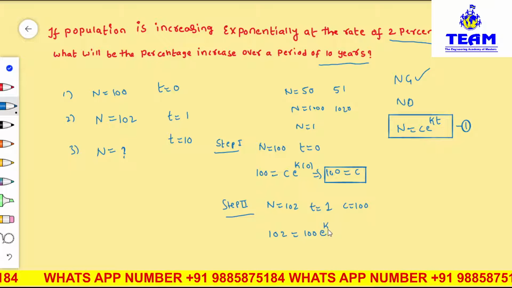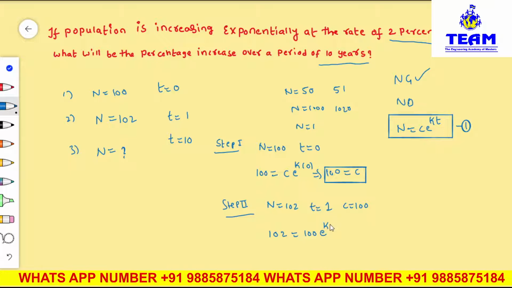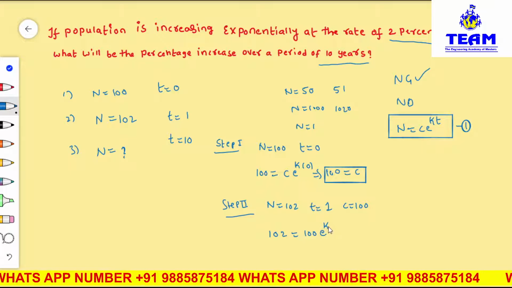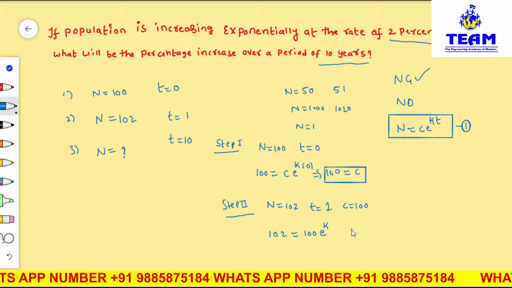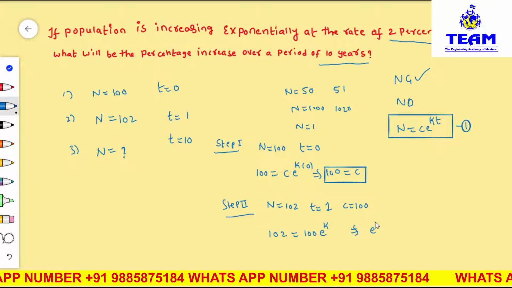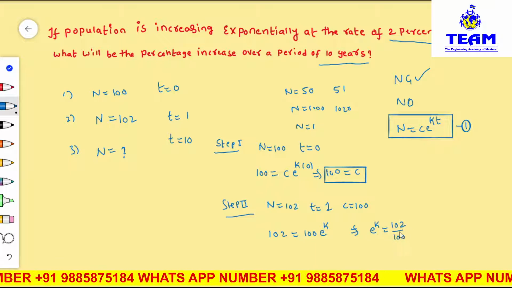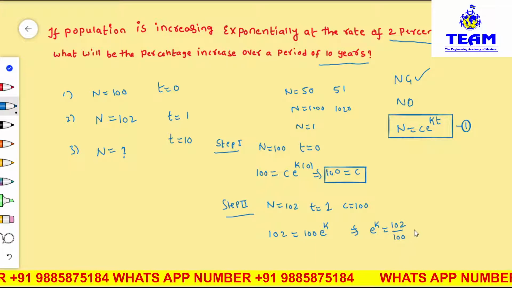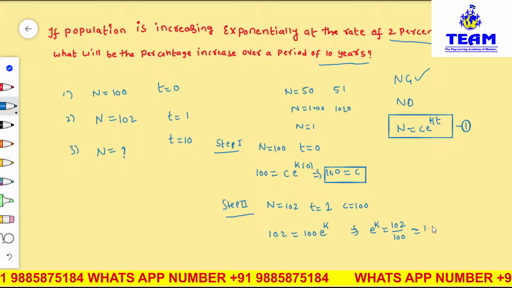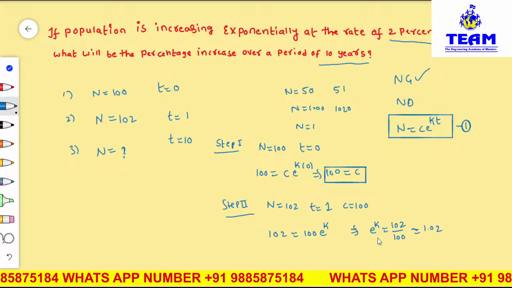Don't know. So K is K. What is the T? 1. 1 year means 1 only, I am considering. Now K into 1 means 1. From this what you can say? E to the power of K is equal to 102 by 100. Simply you can write this as 1.02. E power K value is 1.02.